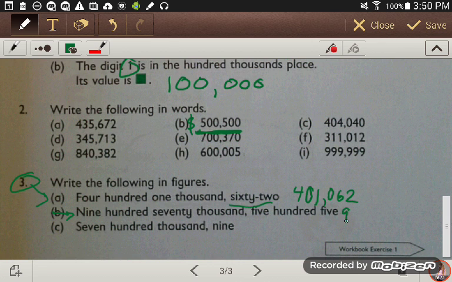Next one, 970,505. 970,000. So 9 is in the hundred thousands place, 7 is in the 10,000s, and there are no 1,000s. Then we've got our comma. 505. 5 in the hundreds, no 10s, and 5 1s. Last one, 700,009. 700,000. 9. Look at all those zeros. Now, I think you are ready for your workbook exercise 1. Good luck.